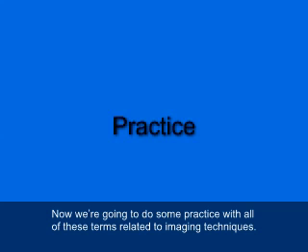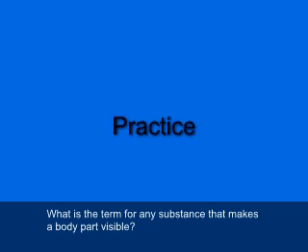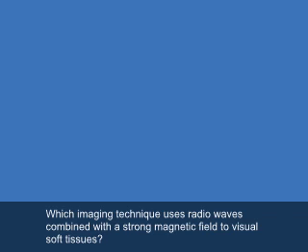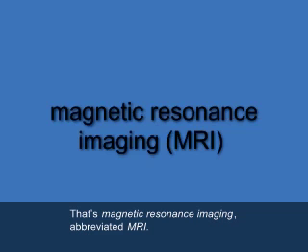Okay, well now we're going to go ahead and do some practice with all of these terms related to imaging techniques. Number 1, what is the term for any substance that makes a body part visible? That's a contrast medium. Which imaging technique uses radio waves combined with a strong magnetic field to visualize soft tissues? That's magnetic resonance imaging, abbreviated MRI.